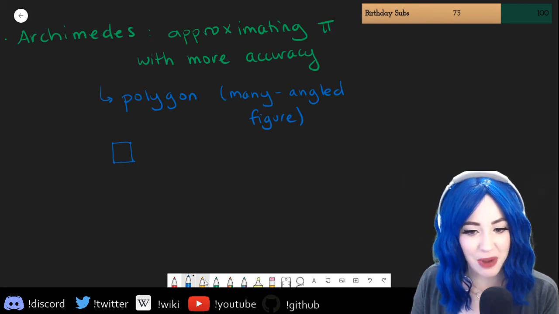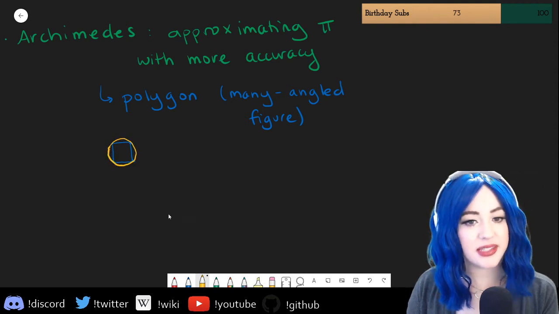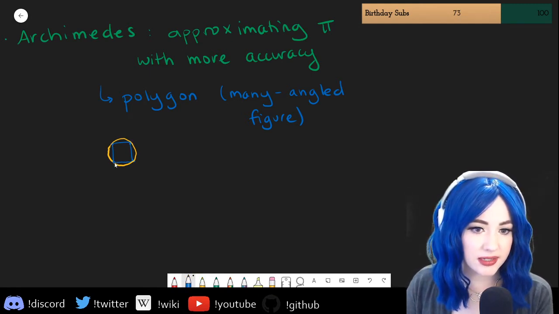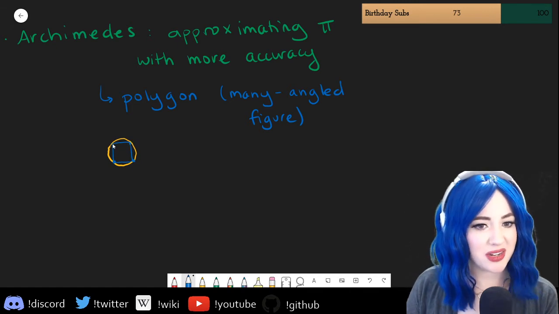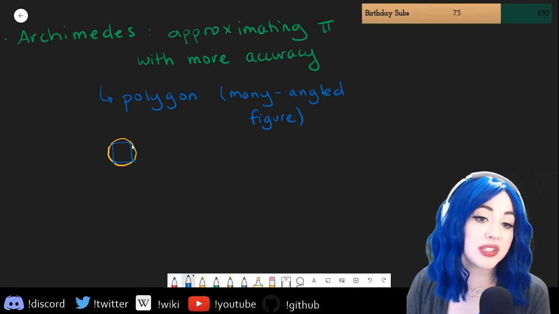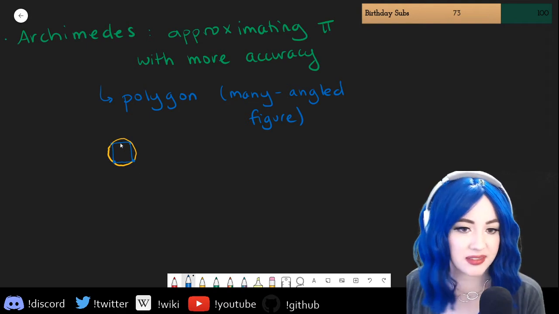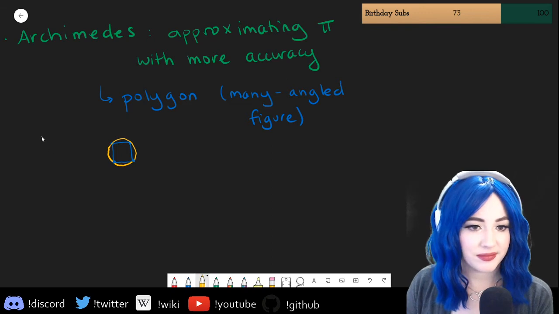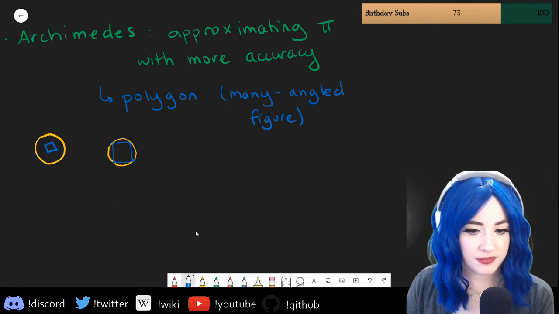I'm not an artist. So here's our polygon, and then it is inscribed in a circle. And so you can see that its vertices intersect with, really does not want me to draw over that. Okay. You can see that its vertices intersect with the circle, and that's how we've inscribed our square. So you can't just like, no.